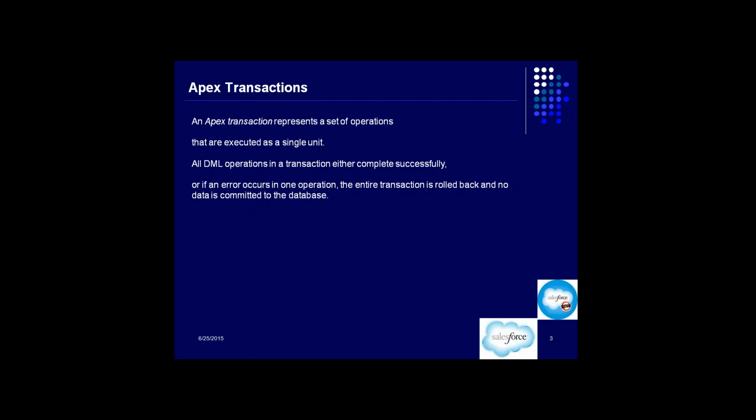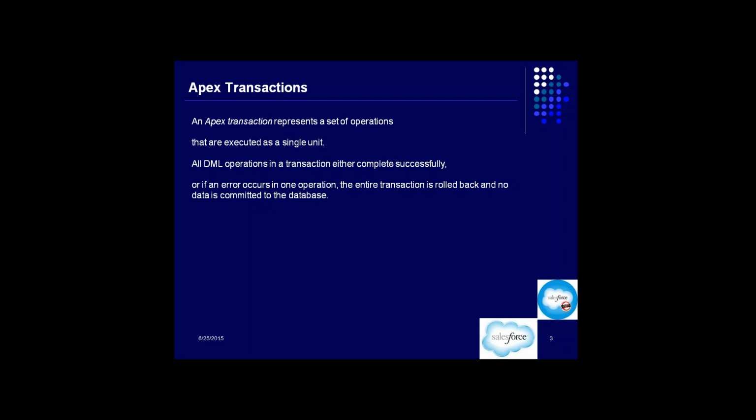let's say you have written a code, and your code enters an account into the system, then creates a contact under the account, and then creates an opportunity under the account. Let's say this is your code. So your code has 3 DML operations: enter an account, enter a contact, enter an opportunity. Now, the code enters the account. After entering the account, while it tries to enter the contact, it finds an error.